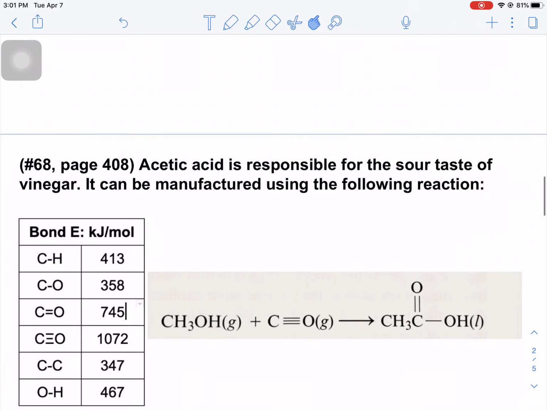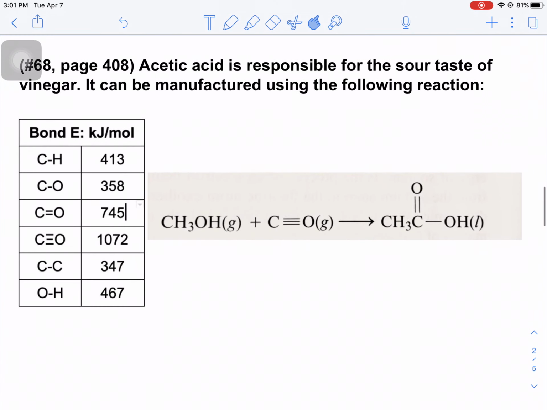All right, let's look at another example. Acetic acid is responsible for the sour taste in vinegar. It can be manufactured using the following reaction. Let's look at this a little bit closer. Let's go ahead and draw these structures out. So this is your methanol, and we have an OH with a single bond. I'm not going to draw out the carbon monoxide, but I am going to draw out the acetic acid.